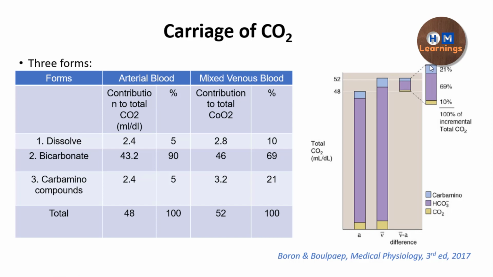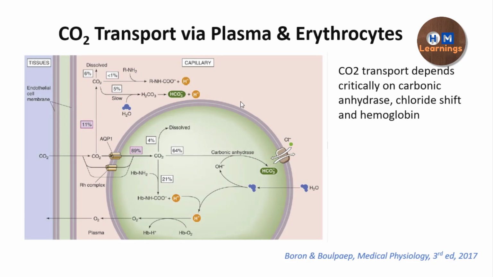So now we focus on what is the contribution of the plasma and what is the contribution of the blood cell, particularly the RBC, in transporting the carbon dioxide. So in this we will talk about the plasma and the erythrocytes. Basically, if you are talking about 100% transport of the carbon dioxide, 11% is transported by the plasma and 89% is transported via the action of the RBCs. So you can see the major role is played by the RBC.